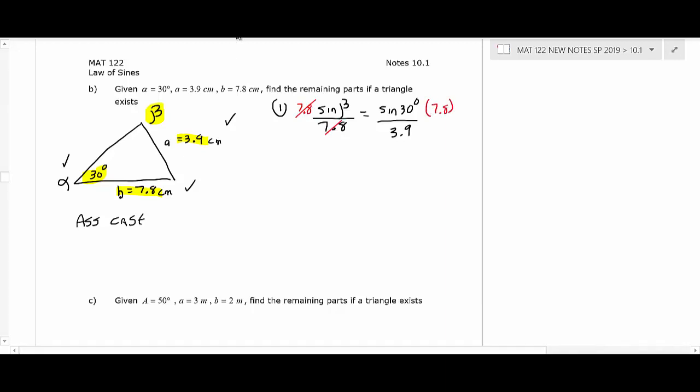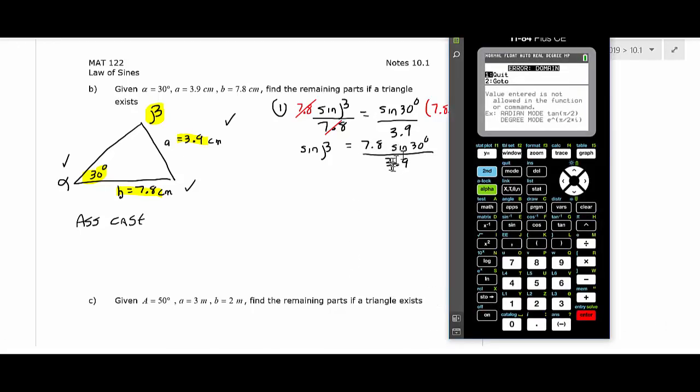All right, and we'll get the calculator out and see what happens. So we have sine of beta is equal to 7.8 sine 30 degrees all over 3.9. Okay, so I'll take the calculator and see what happens. If this thing turns out to be bigger than 1, then it's the no solution case.